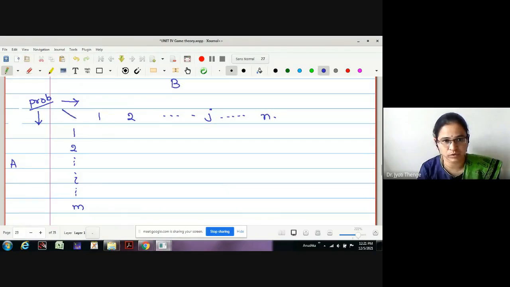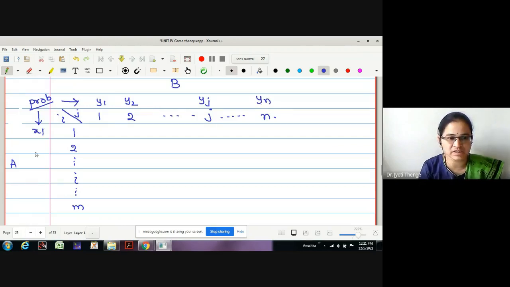And here I am going to write this is with respect to parameter i and this is with respect to parameter j. This is y1, y2 to yj and yn, and the probabilities here will be x1, x2, xi and xm. Say. Okay. How should I write the entries of this table?